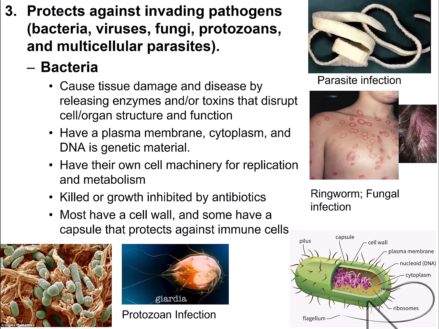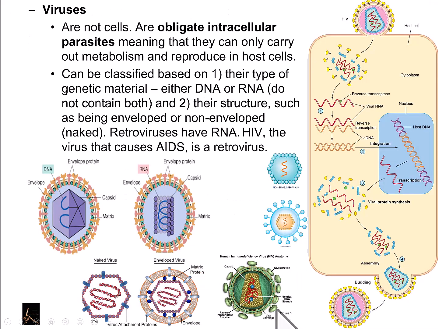Well, most bacteria have a cell wall that surrounds them, and some can have a capsule that protects them against the immune system. Viruses, these are not cells. These are not technically alive cells. They're what's known as obligate intracellular parasites, meaning that they only carry out metabolism and reproduce when they're in a host cell. So a virus has to enter a cell, and then with its genetic material, it's going to basically take over the cell's machinery to make more viruses, but it can't replicate on its own.